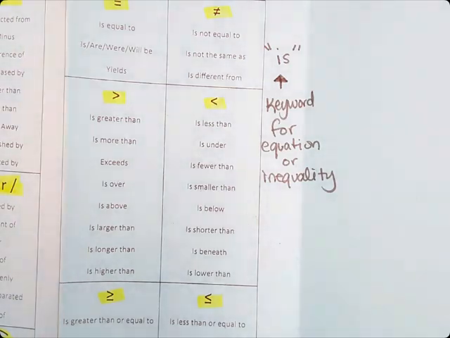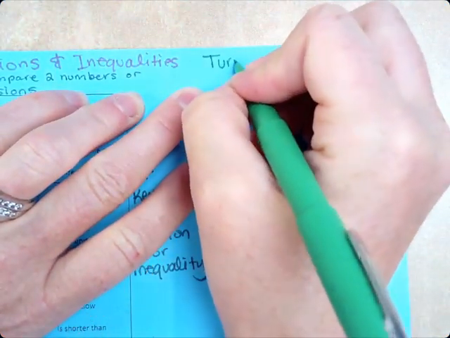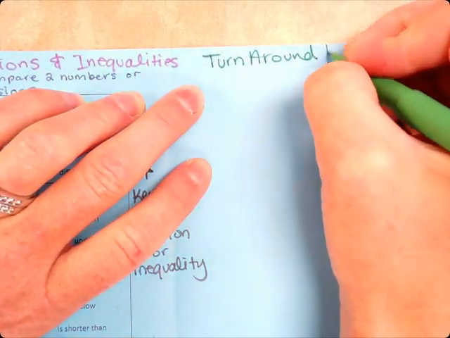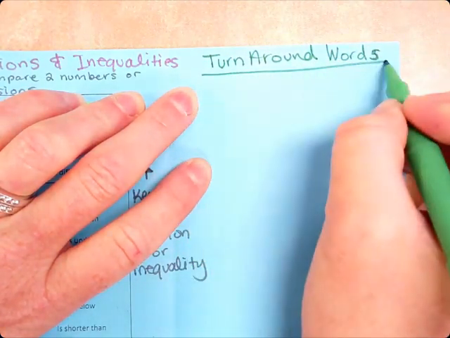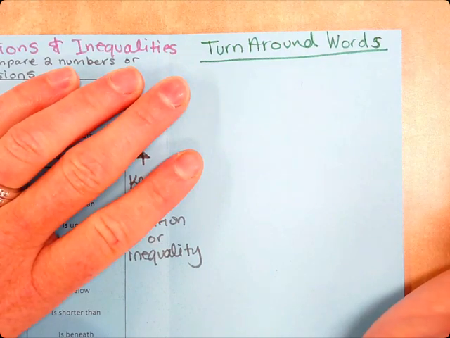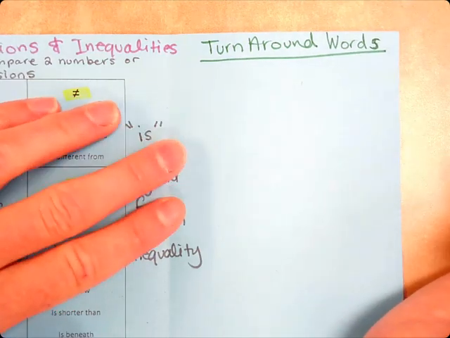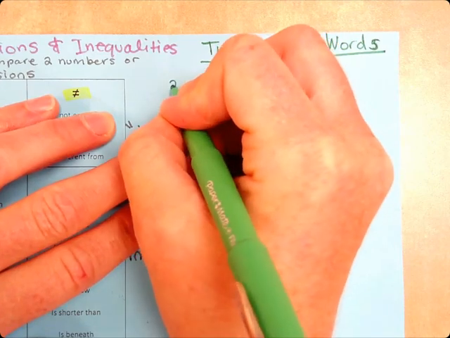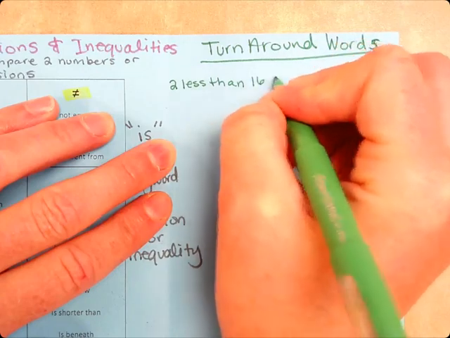Okay, the turnaround words are what I want to talk about next. So up at the top on this last little part of our brochure, turnaround and parentheses. I want to give some more direction on. I'm going to write 2 less than 16 is x.